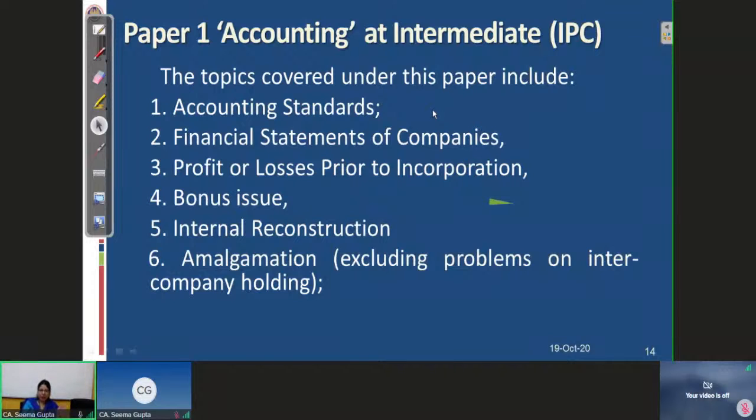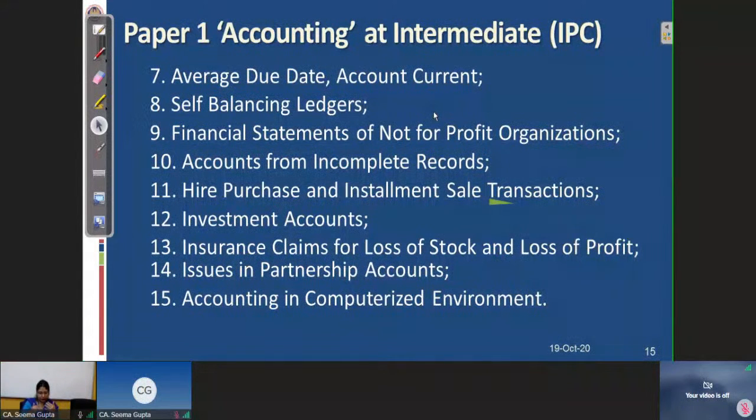Average due date, account current, cell balancing, these are the small topics. They are less significant, less important from the examination point of view, but a 5 marks, 6 marks, maybe 8 marks question may be asked from these three small topics. Then we have NPOs, account from incomplete record. From either of these topics, a full-fledged 16 marks question may be asked.